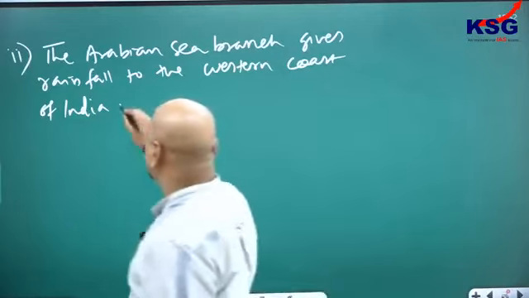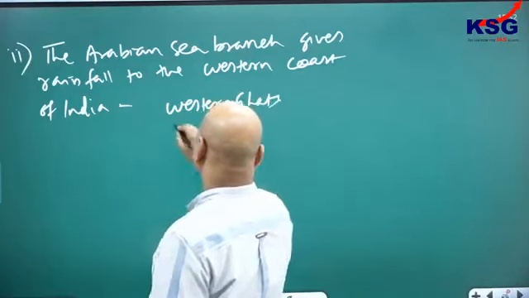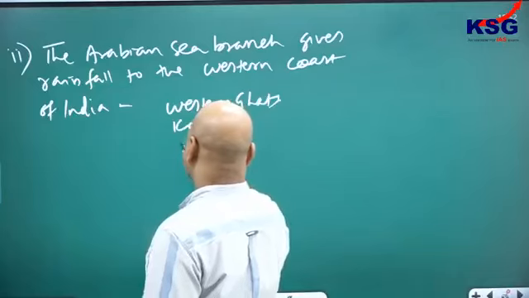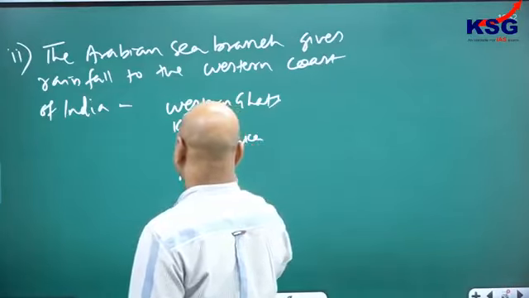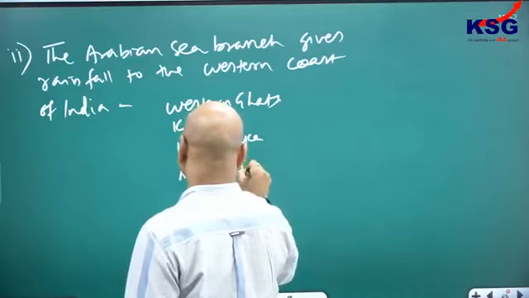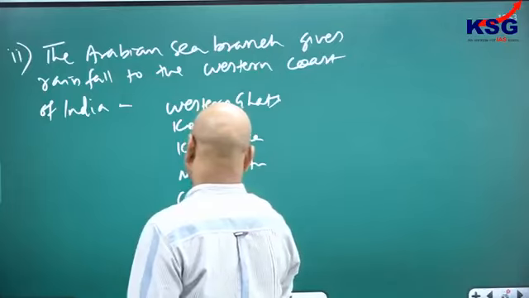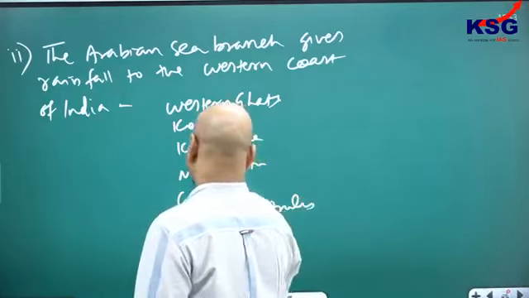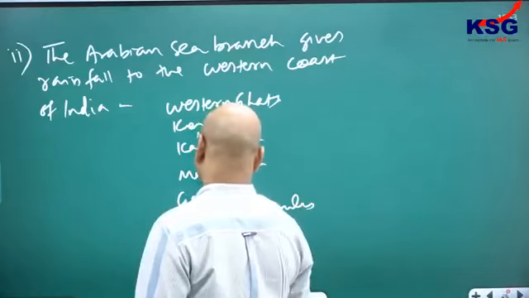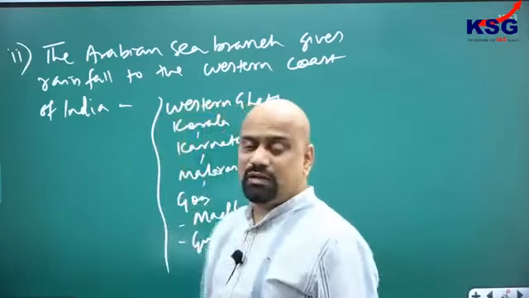So it gives rainfall to Western Ghat, Kerala, Karnataka, Maharashtra, Goa, Madhya Pradesh, गुजरात. ये पूरे रीजन्स को बारिश देता ही है. The entire regions receive rainfall because of this Arabian Sea branch.